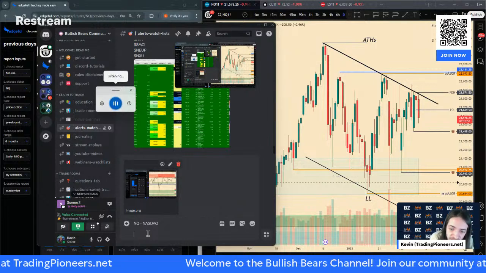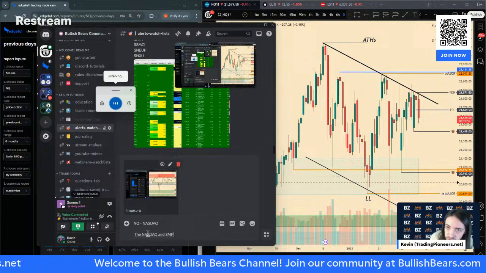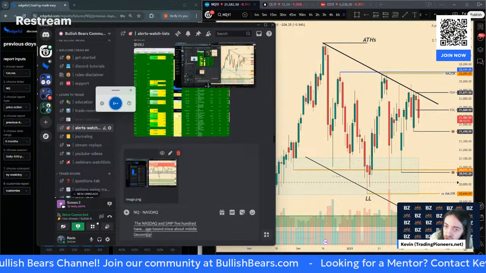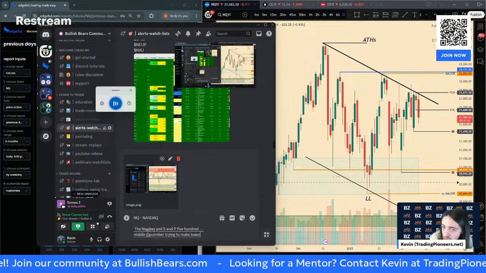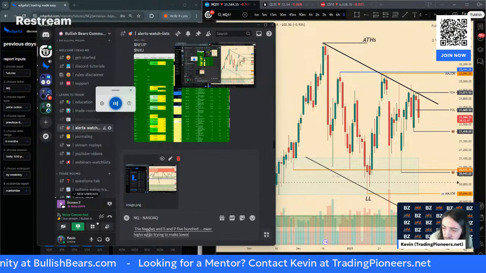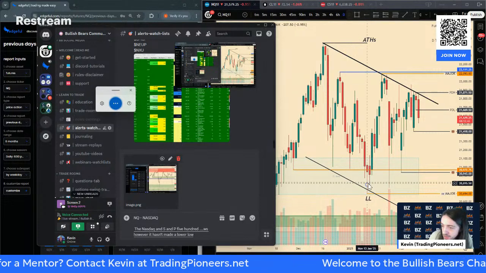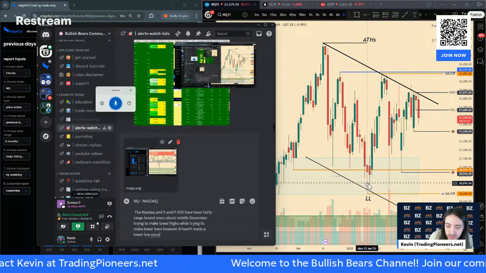The NASDAQ and S&P 500 have been fairly range bound since about middle December, trying to make lower highs while trying to make lower lows. However, it hasn't made a lower low since January 13th.